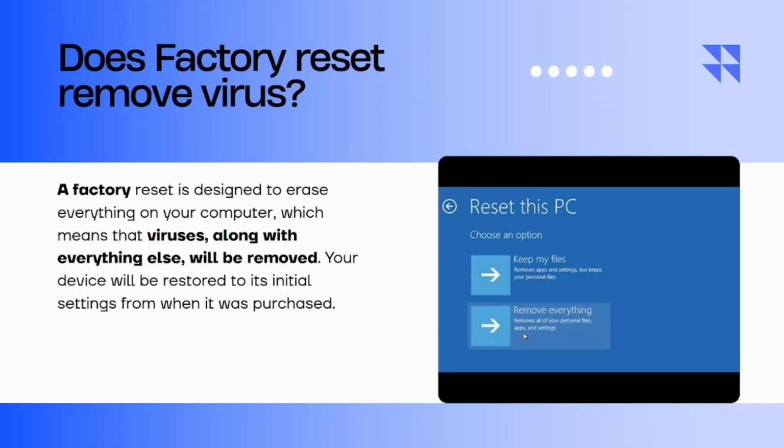Does a factory reset remove viruses? Of course, a factory reset removes viruses. A factory reset is designed to erase everything on your computer, which means that viruses along with everything else will be removed. Your device will be restored to its initial settings from when it was purchased.